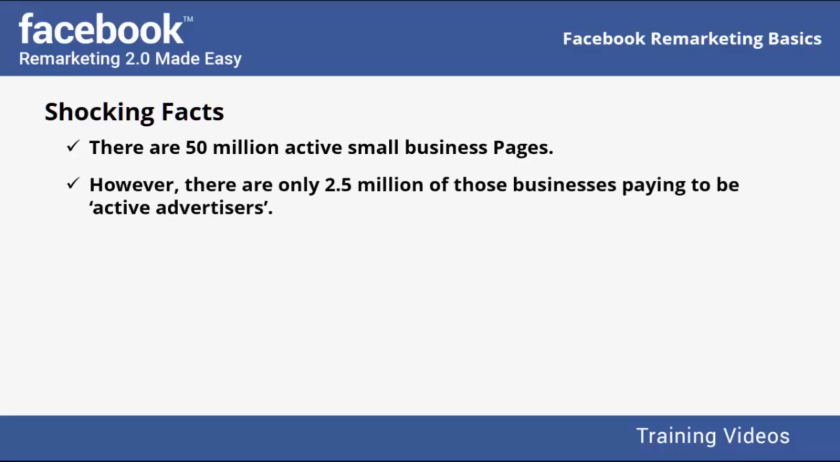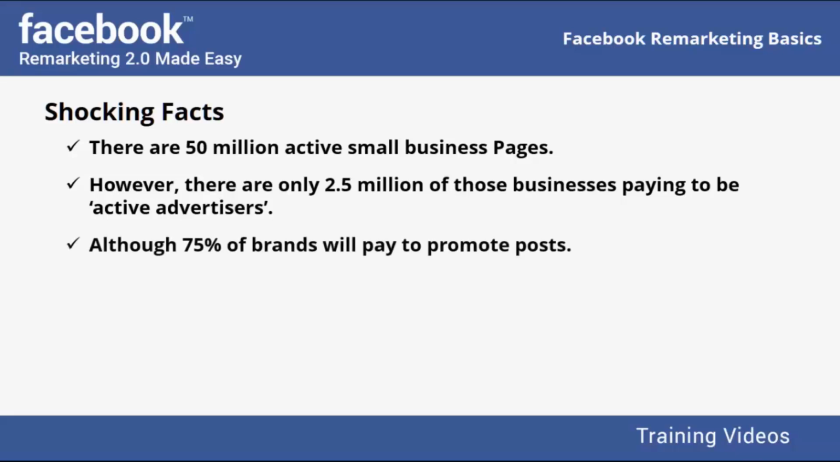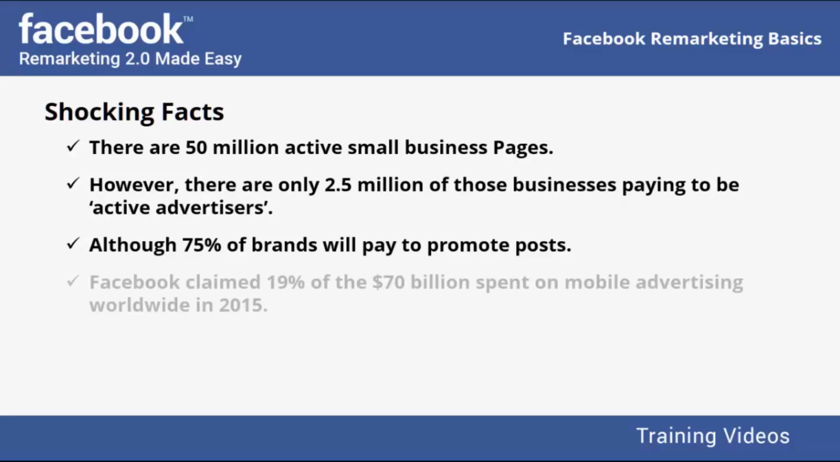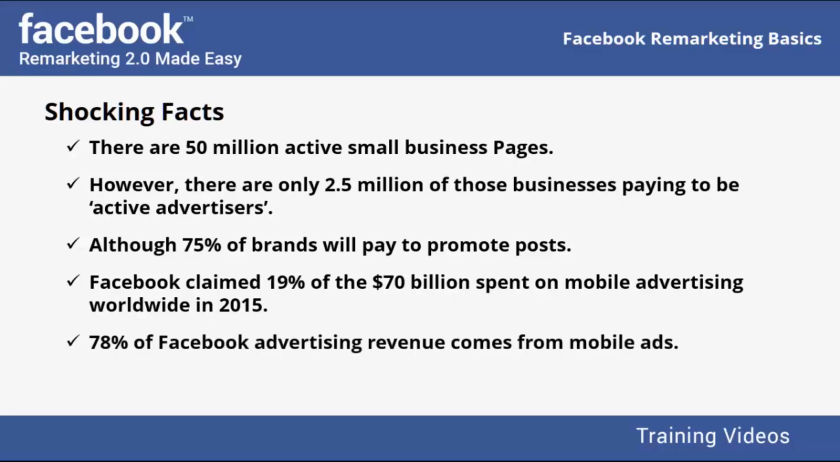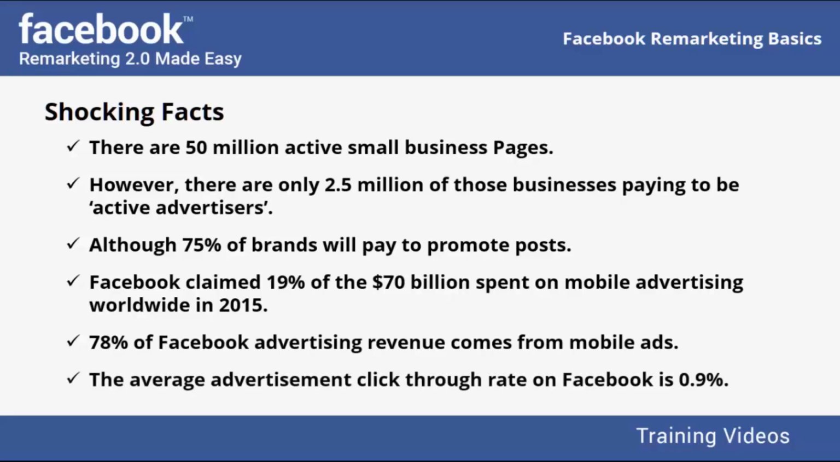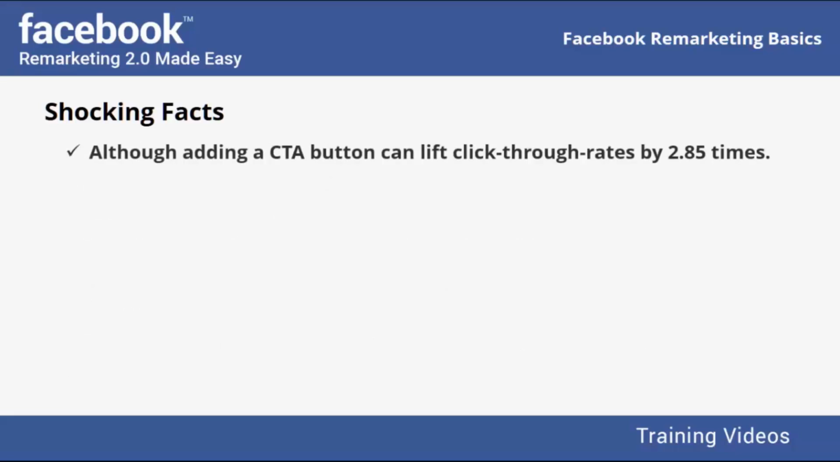However, there are only 2.5 million of those businesses paying to be active advertisers, although 75% of brands will pay to promote posts. Facebook claimed 19% of the $70 billion spent on mobile advertising worldwide in 2015. 78% of Facebook advertising revenue comes from mobile ads. The average advertisement click-through rate on Facebook is 0.9%. Although adding a CTA button can lift click-through rates by 2.85 times.